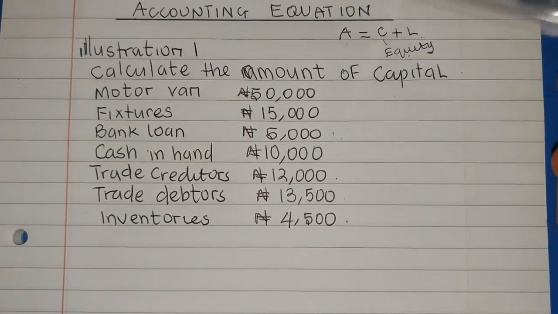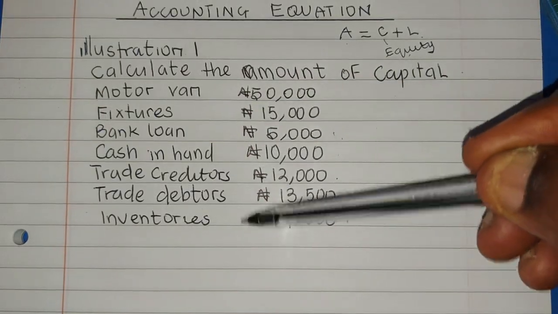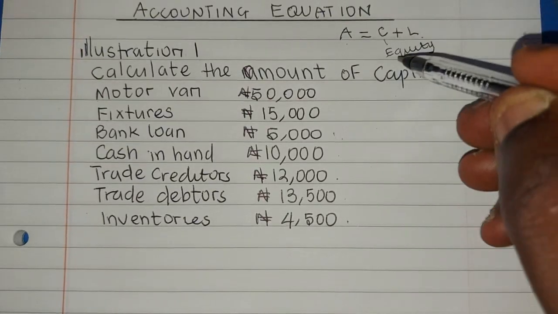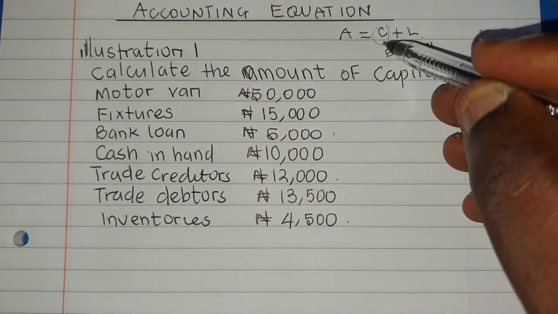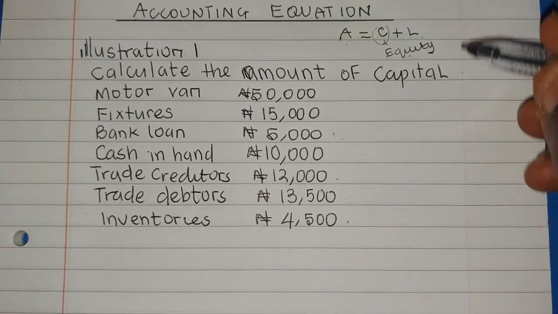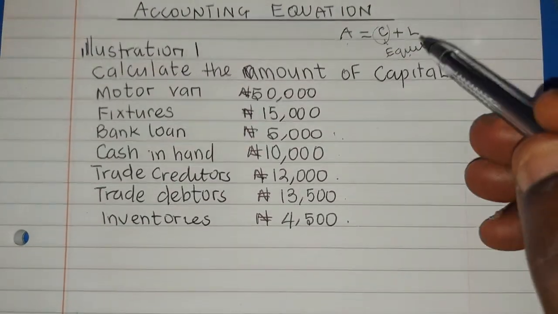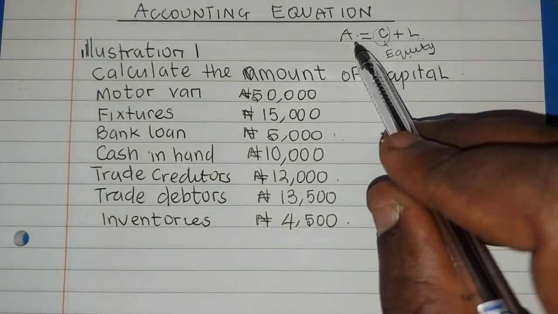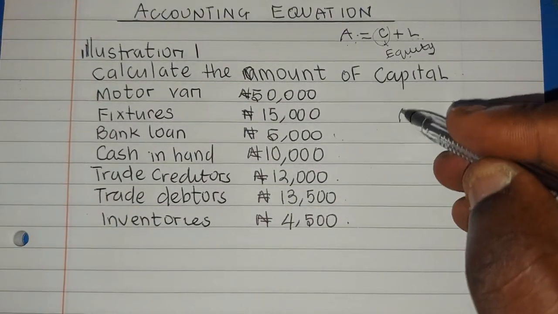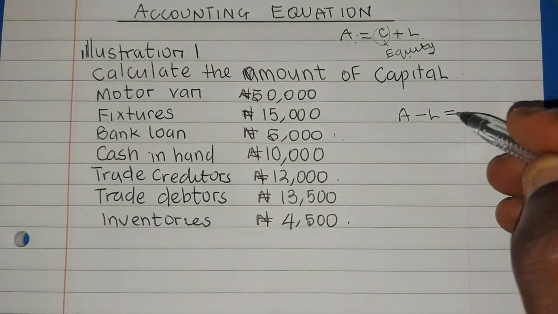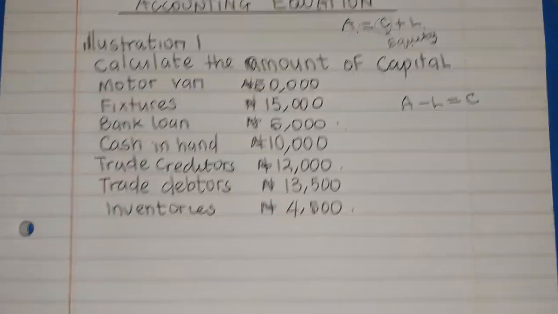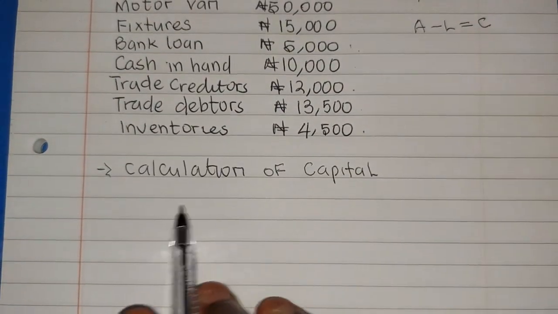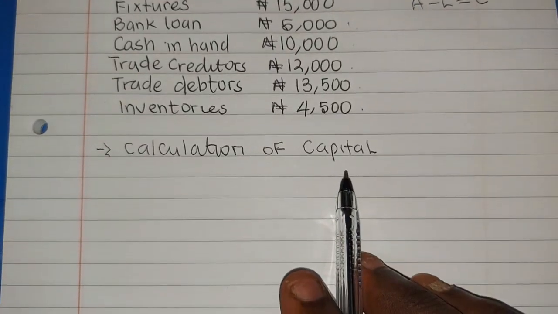So the first thing is to identify the assets from this question. Then, since you are asked to calculate the capital, let's make C the subject of the formula. How do you make C the subject of the formula? You move L to this side. This is plus L. When it comes to this other side, it becomes A minus L equals capital, okay? Take note of that. So from this question, you will write calculation of capital.